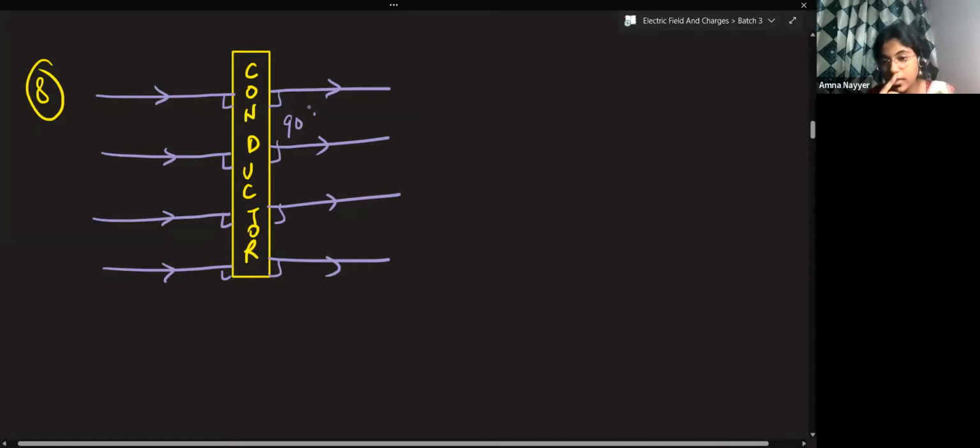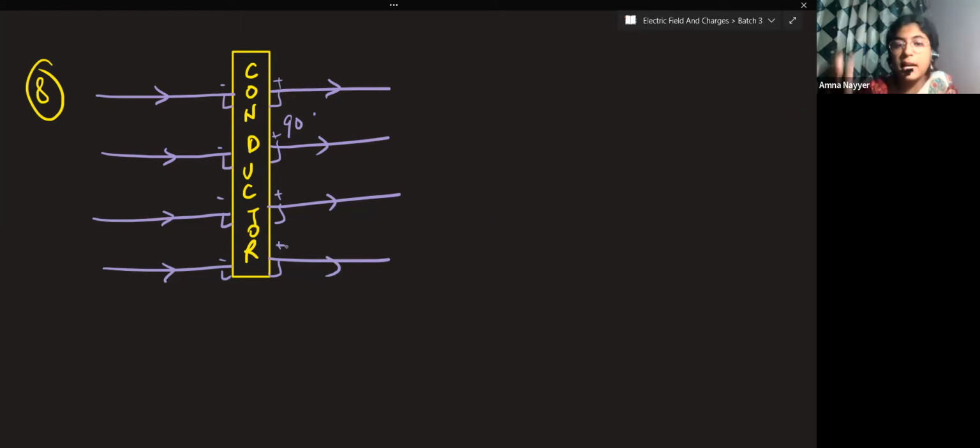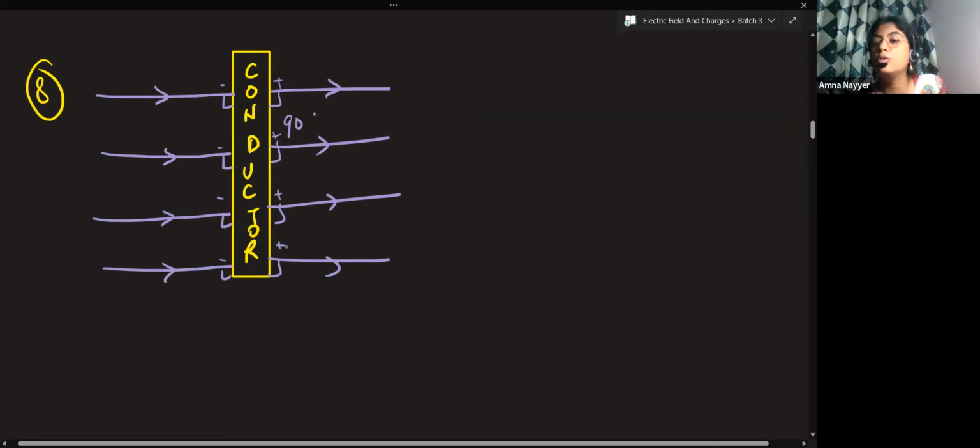So if you have a conductor, most probably these are negative charges and these are positive. If the conductor has negative charge developed, or if the conductor has positive charge developed outside, residing outside, this is the manner of electric field that you get. Remember, electric field lines do not move inside the conductor. I'll write down this point.